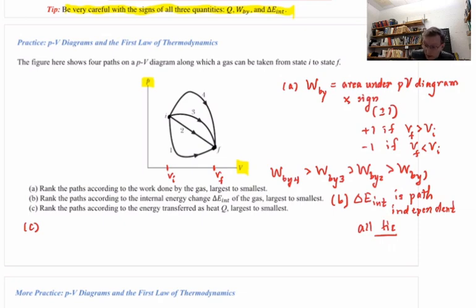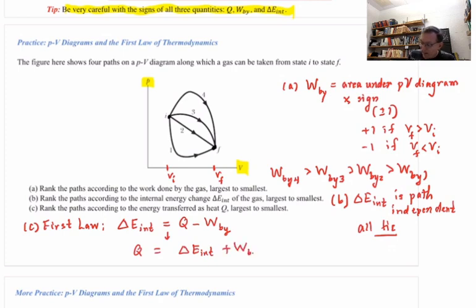Use the first law of thermodynamics. It's a very powerful tool. The first law of thermodynamics says that the change in the internal energy for any process is the energy transferred as heat, Q, minus the energy transferred as work, W by. Let's rearrange that algebraically and solve for Q. Do the algebra correctly. Q equals delta E internal plus W by. You have to show that step.